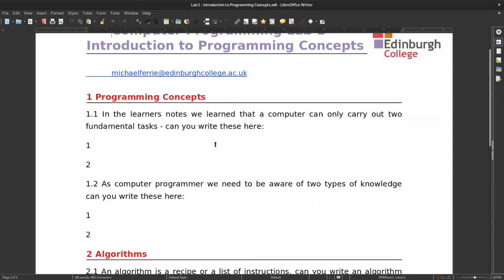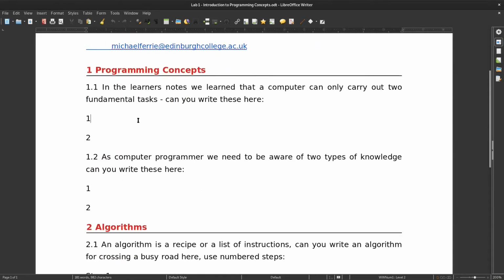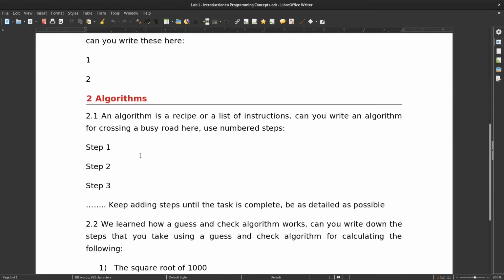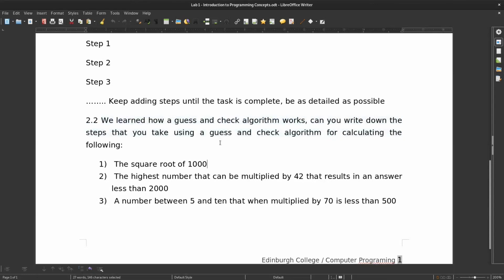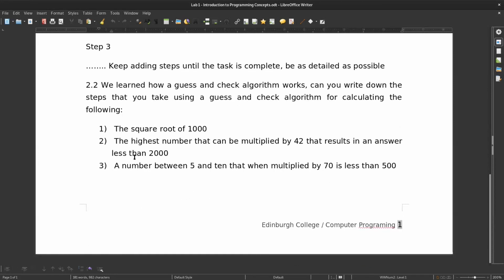Download this document from the Moodle, fill out the fundamental tasks, the knowledge, and then based on what we just saw there, we're going to try writing out an algorithm for crossing a road here, okay, using numbered steps. All right, then once we've done that, we're going to use how to calculate the square root of a number. We're going to write out a little algorithm here to solve these three.